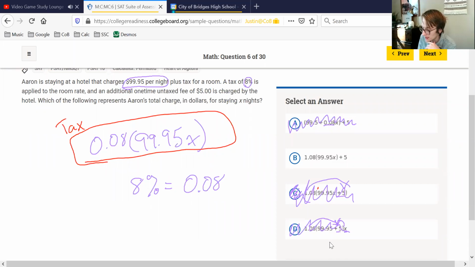99.95 times, and we'll say you're staying for 4 nights. Let's say you stay for 4 nights. So that's times 4. So we're at $399.80 for how much it costs to stay there. Now we have to add the tax. So we're going to multiply it by 0.08.